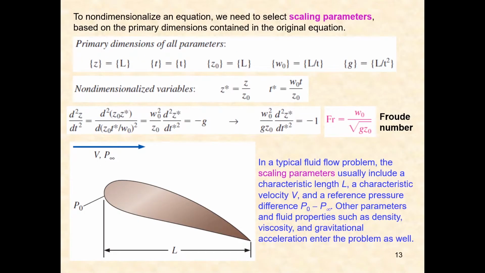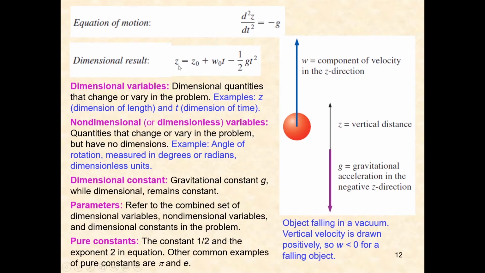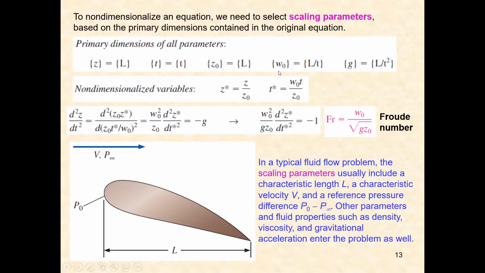Okay, to non-dimensionalize the equation, we need to select scaling parameters based on the primary dimensions contained in the original equation. From these equations, we find the dimensions of each variable: z, z naught, w naught, t, and g. So z is length, time is time, z naught is length as well, and w naught is the initial vertical velocity, which is length over time, and g is the gravitational acceleration, length over time squared.